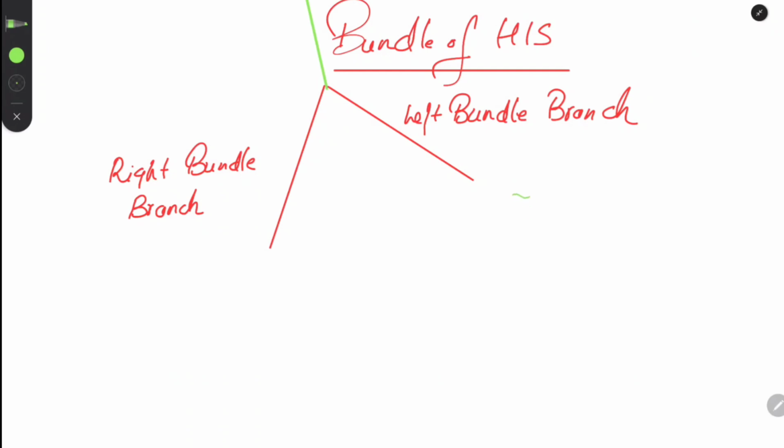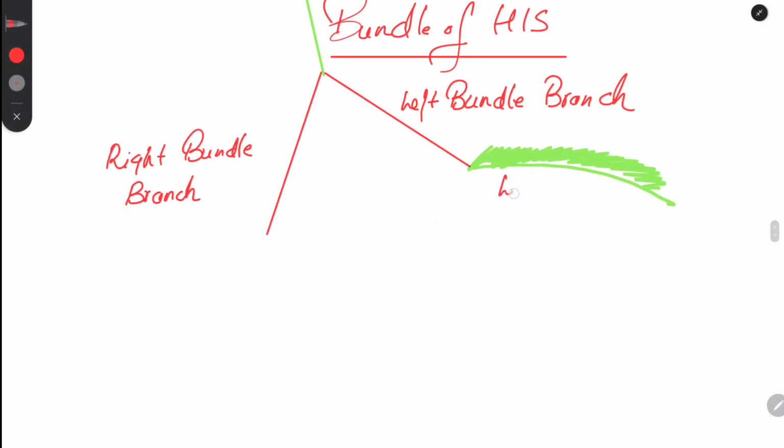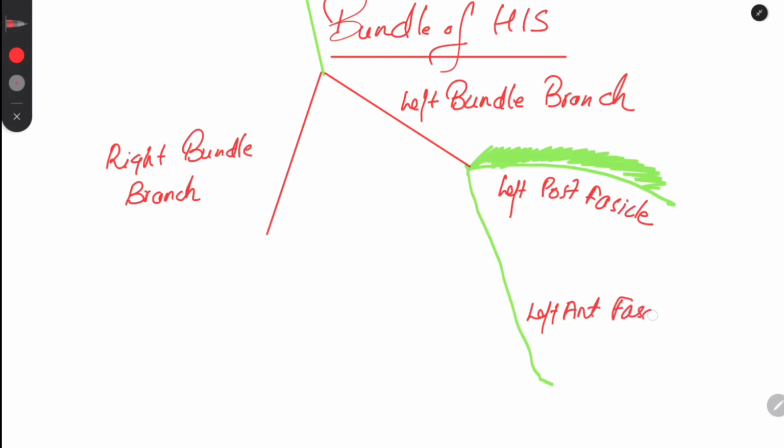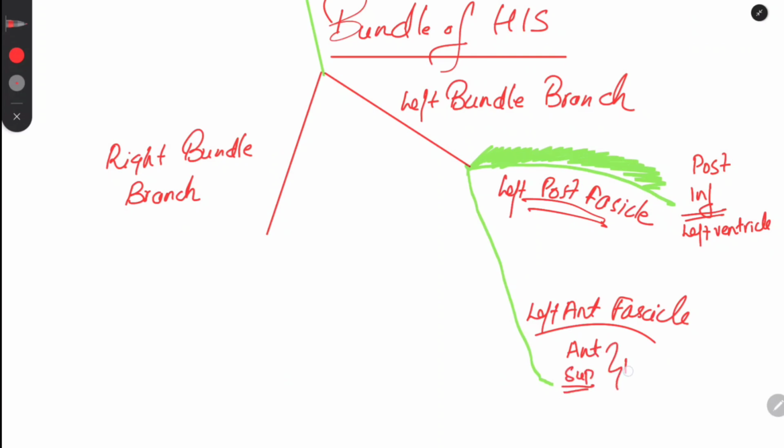Left again divides into 2. Let me make it more thicker. Why? Because this is the left posterior fascicle, which is thicker, and this is the left anterior fascicle, which is a narrow band. The left posterior fascicle, what does it do? It's a thick band of fibers which helps in the depolarization of the posterior and the inferior parts of the left ventricle. So what does the anterior fascicle do? It helps in the depolarization of the anterior and the superior parts of the left ventricle.